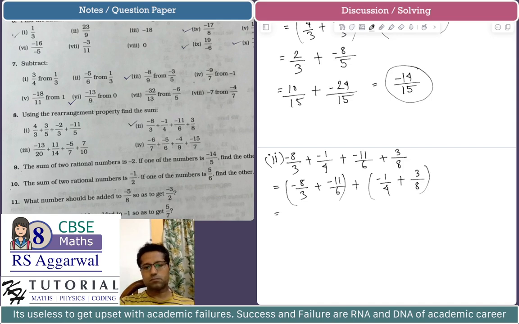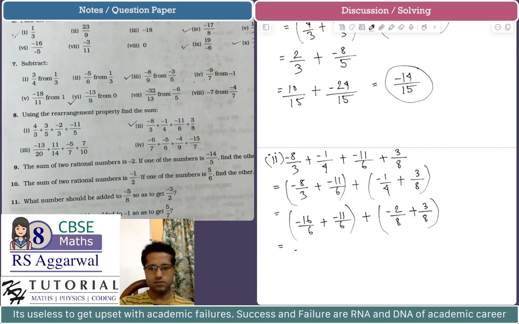Now it will be easier to find the LCM, which will be 6. So we can rewrite this as minus 16 by 6 plus minus 11 by 6. A lot of things I am not writing, but you can understand why I am doing so. So this will be minus 2 by 8 plus 3 by 8. So this becomes minus 27 by 6 plus 1 by 8.